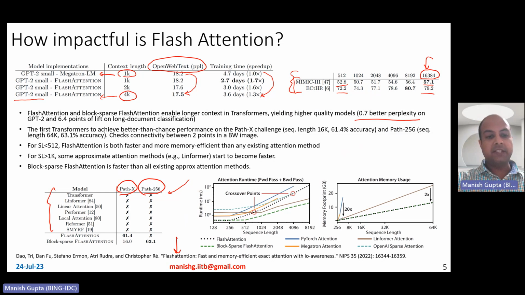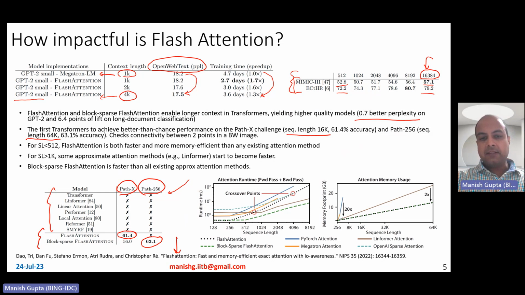However, the flash attention and block sparse flash attention are the first models which are able to get better than chance performance on these PathX and Path 256 challenges. So you can actually get an accuracy of 61.4 and 63.1, which none of the earlier transformer models could achieve. This is all thanks to the high max sequence lengths that this model could basically incorporate.